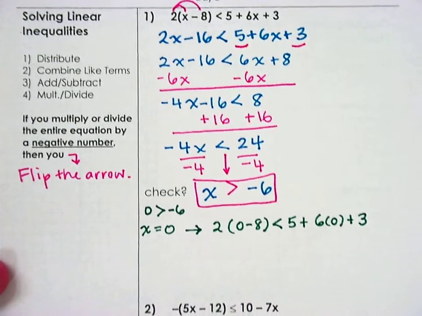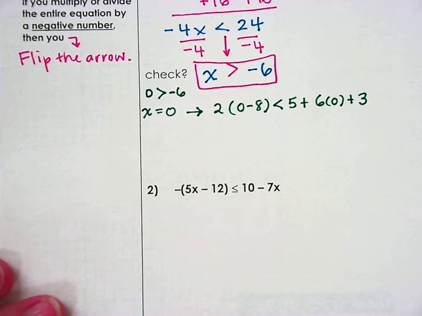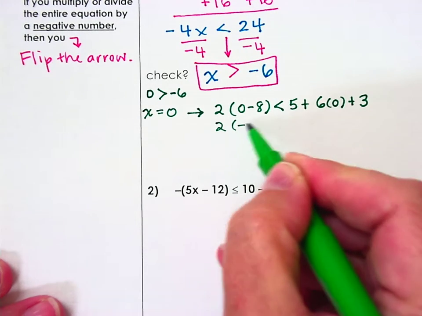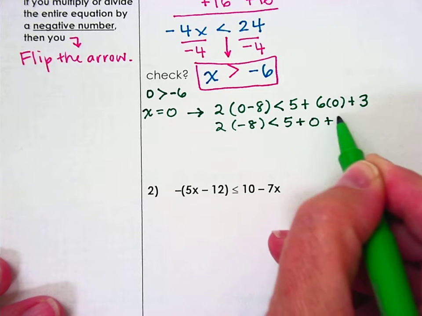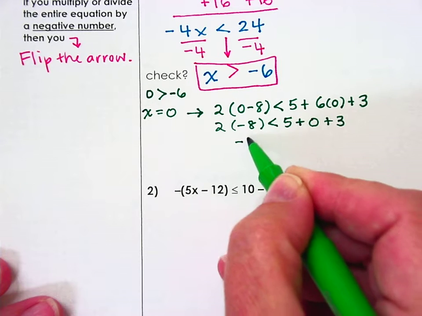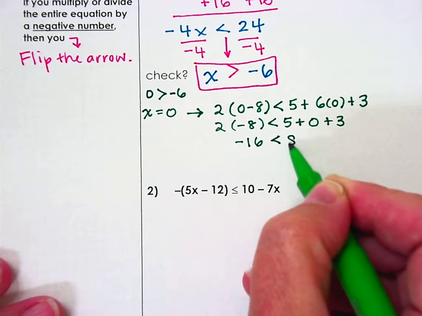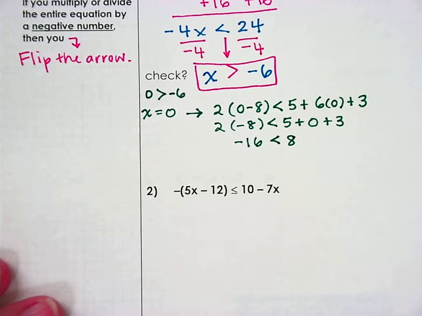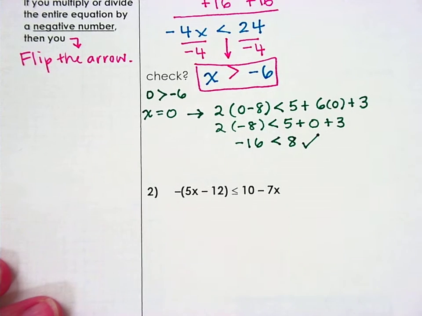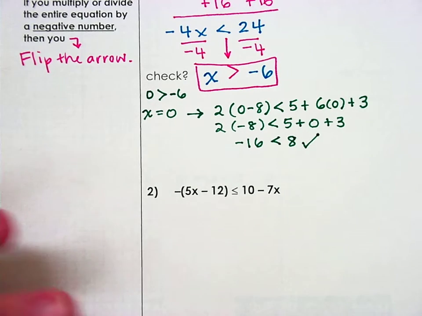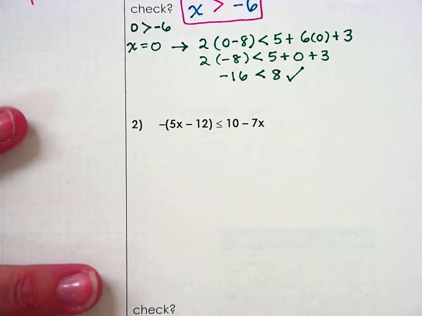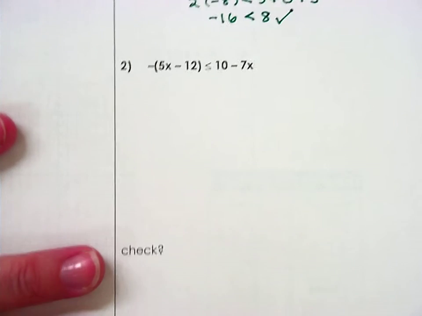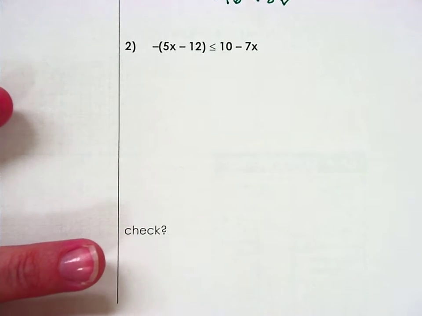Now I'm going to use PEMDAS, or order of operations, to simplify this. 6 times 0 is 0, plus 3. So I get negative 16 is less than 8. Is negative 16 really less than 8? Yes, so that's true. That helps remind me that I do have the correct answer. Okay, so this time go ahead and pause the video and try number 2 on your own. After you've completed number 2, turn the video back on and check to see if you did it correctly.